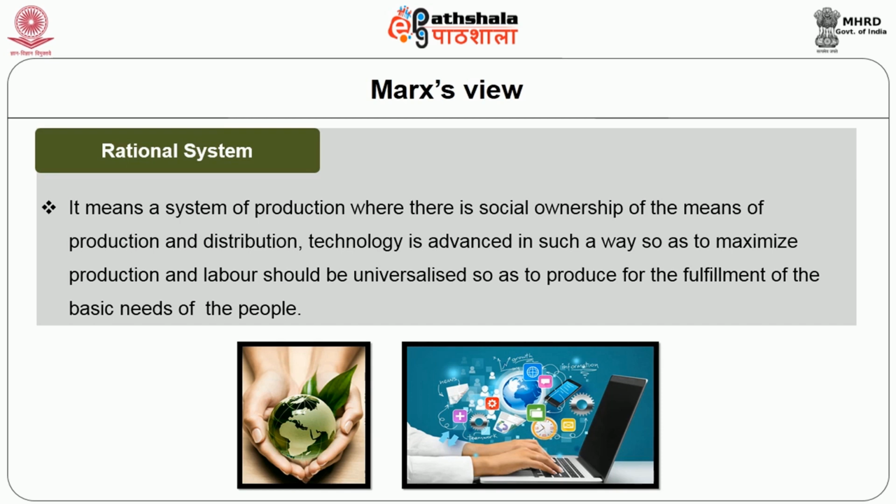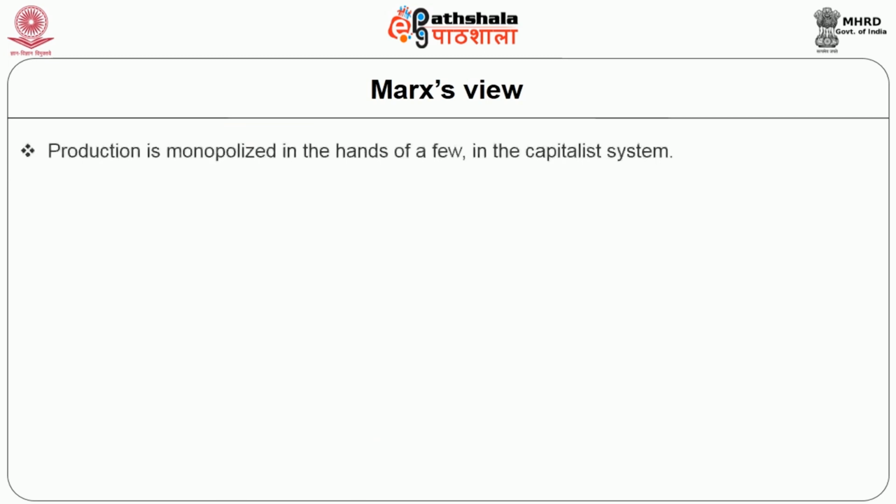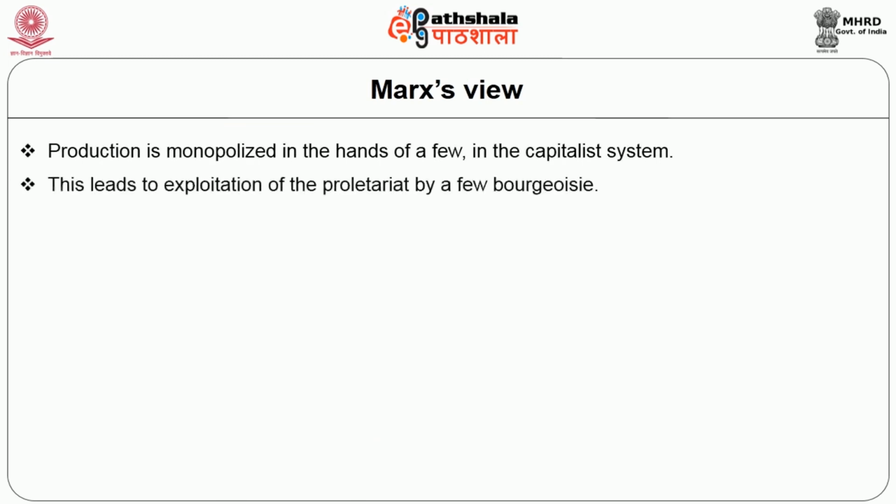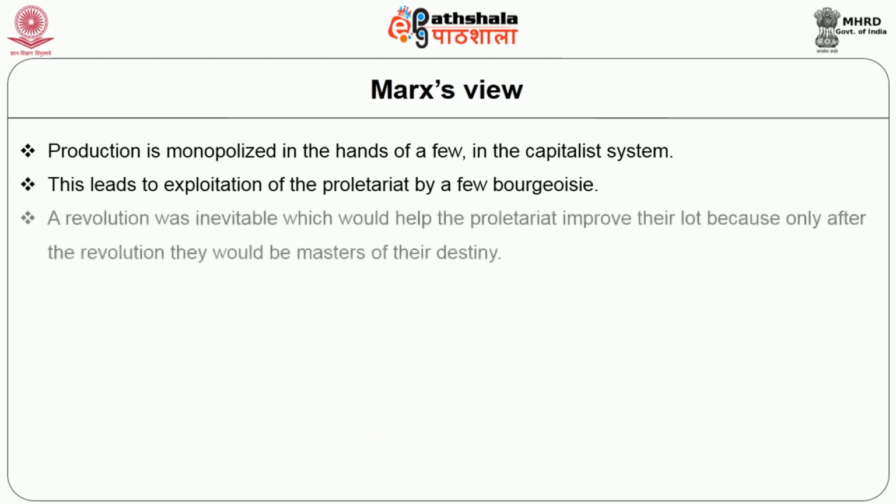Technology is advanced in such a way that, to maximize production, labor should be universalized so as to produce for the fulfillment of the basic needs of the people. Unfortunately, production is monopolized in the hands of a few in the capitalist system. This leads to exploitation of the proletariat by a few bourgeoisie. A revolution was inevitable, which would help the proletariat improve their lot, because only after the revolution would they be the masters of their destiny.